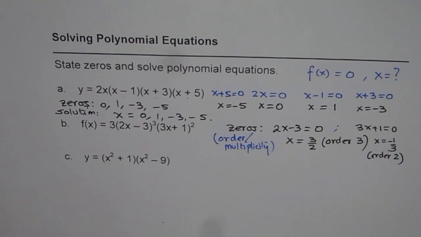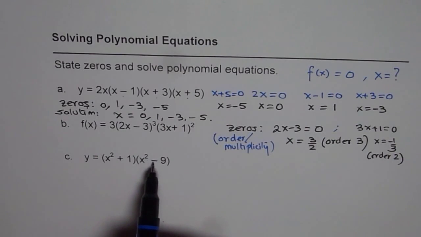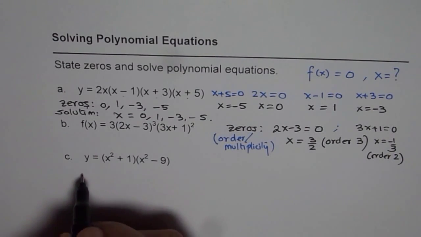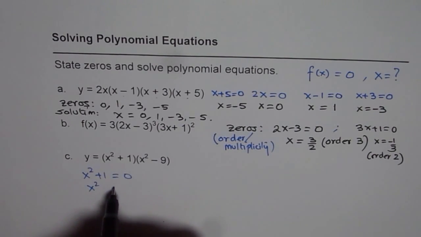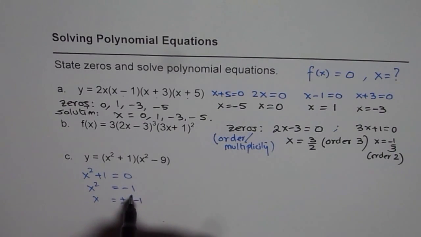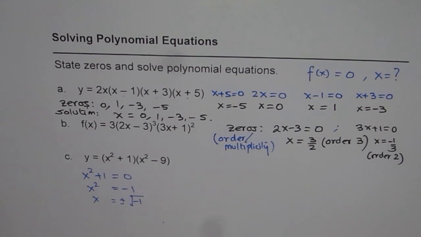Now let's look into the third question on this sheet. We have two factors, x squared plus 1 and x squared minus 9. If I equate x squared plus 1 to 0, I get x squared equals minus 1, x equals plus or minus square root of minus 1. Well, the square root of minus 1 is not real, so it does not lead to any real zeros. So no zero because of the first factor, correct?